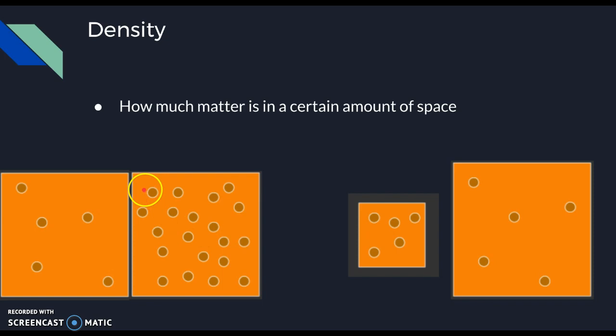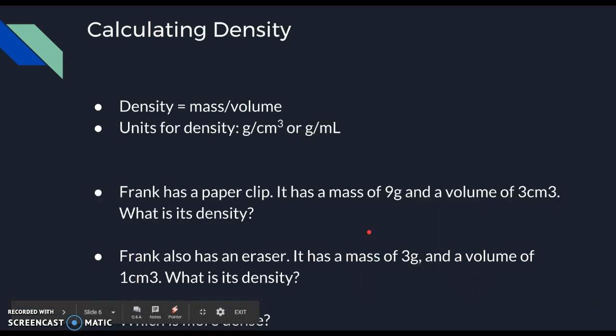So this box right here is more dense than this one because in the amount of space, there's more matter. There's more mass. These two boxes right here, they both have 5 circles. They have the same amount of matter in their space. However, the amount of space in this box is way less than this box. Therefore, this is more dense.